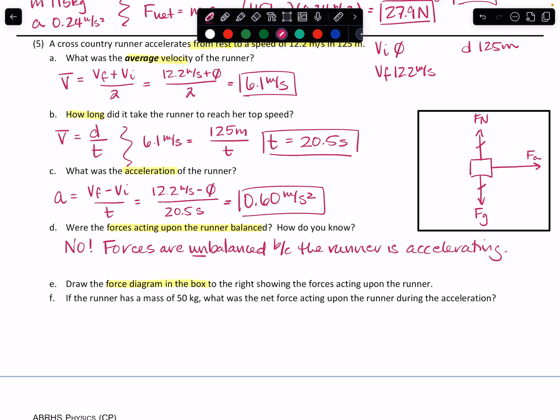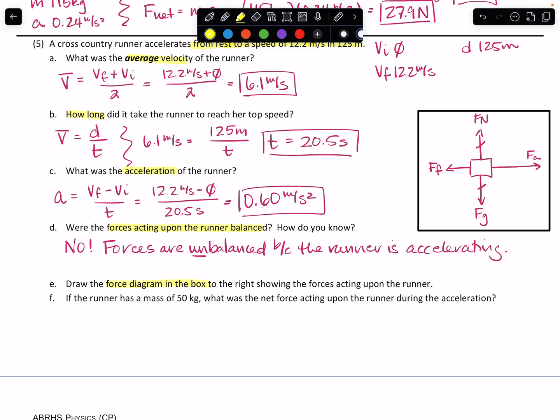Now it's going to be counteracted partially by the frictional force between her shoes and the pavement, but they're not going to be equal to each other. We know that because we have an acceleration, which means there has to be some sort of net force.